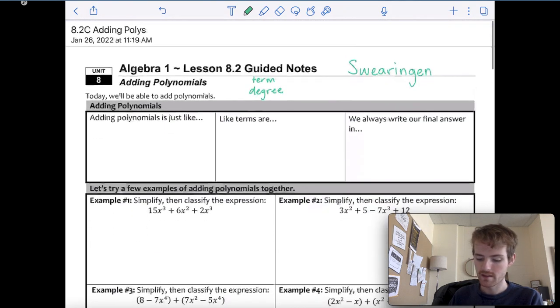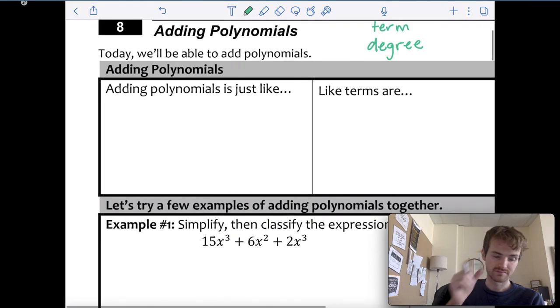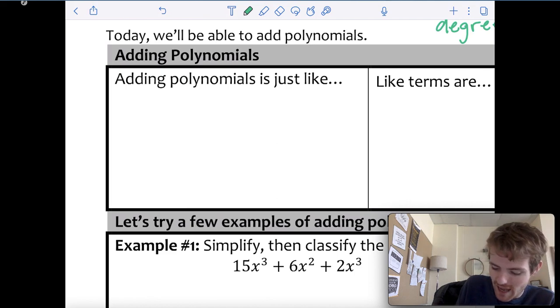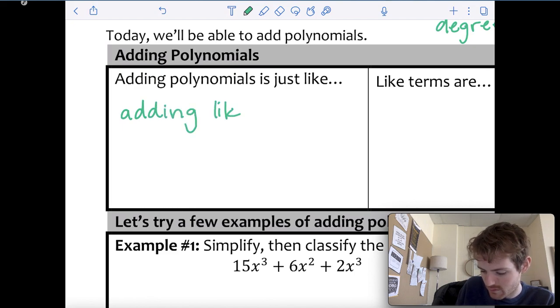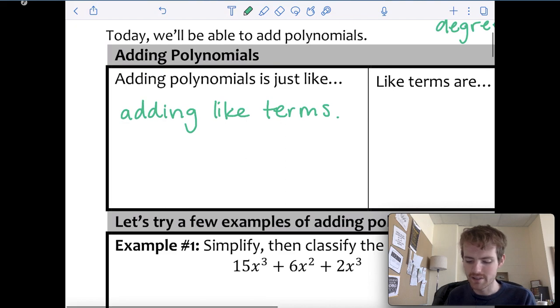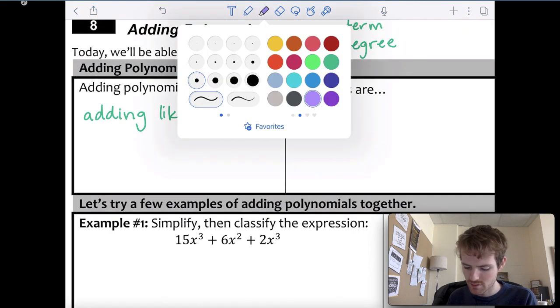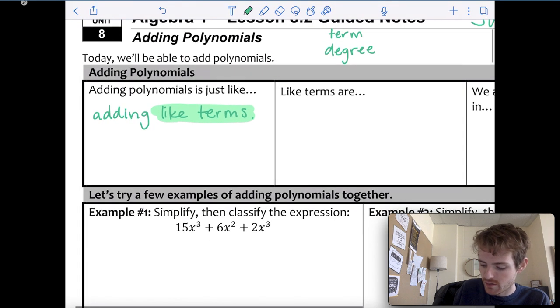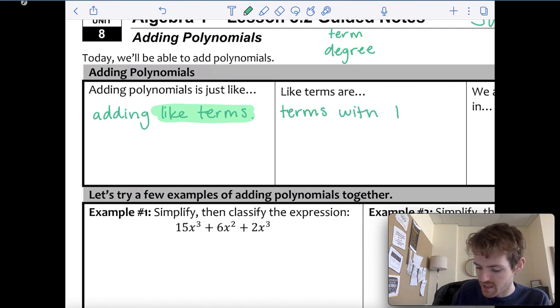So, adding polynomials, that's just like adding like terms. So that's that first box that we'll write in. The question is what are like terms? So when I say like terms, what does that mean? Well, like terms are terms with the same degree.